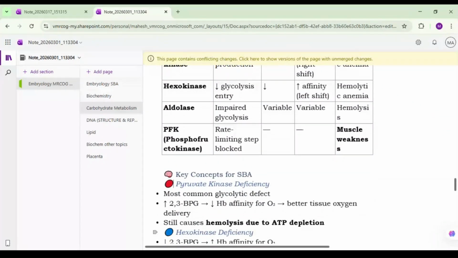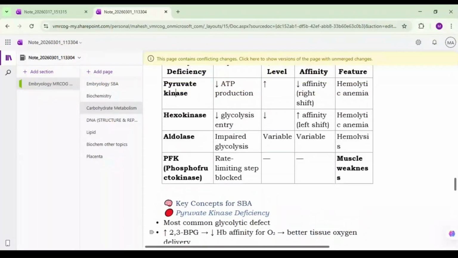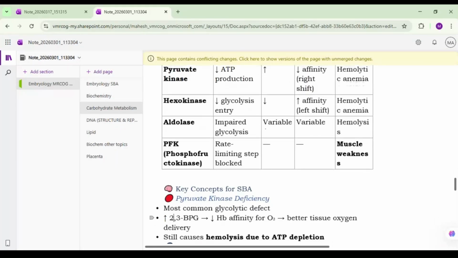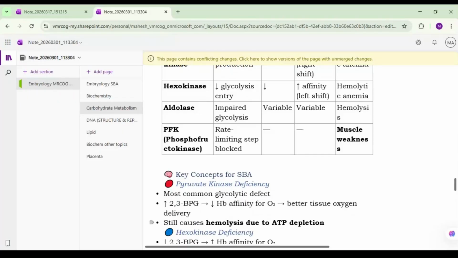Now, the same thing we have seen here. The first is pyruvate kinase deficiency. The most common glycolytic defect is pyruvate kinase deficiency. That will increase the 2,3-BPG level and decrease the hemoglobin affinity for oxygen. There will be better tissue oxygen delivery. However, there will still be hemolysis because of ATP depletion.